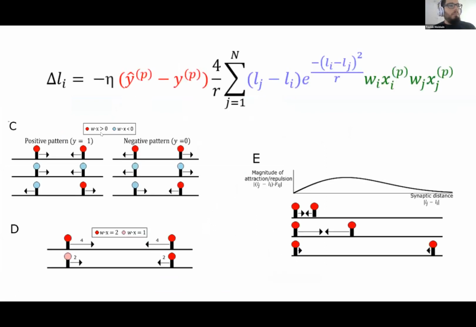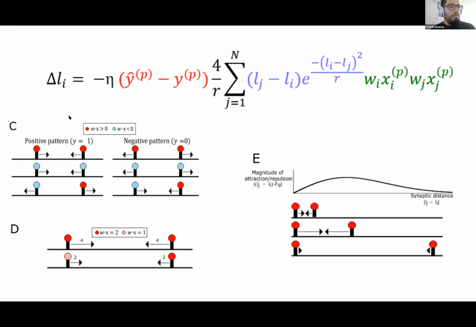Okay, so we want to make this thing learn, and we want to have a gradient descent algorithm. So we derived the following plasticity rule for the locations. What this rule does is it moves the locations of each synapse. Basically, the idea is that synapses attract or repel each other, and we sum over all of these attractive or repulsive forces for each synapse to calculate where it should move.